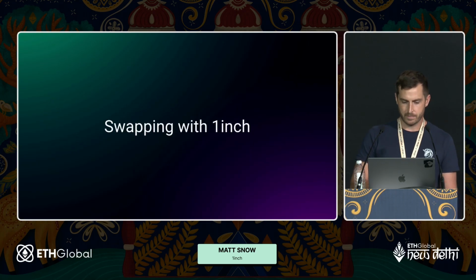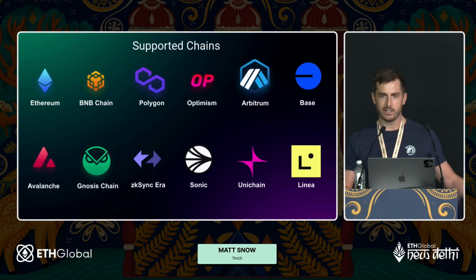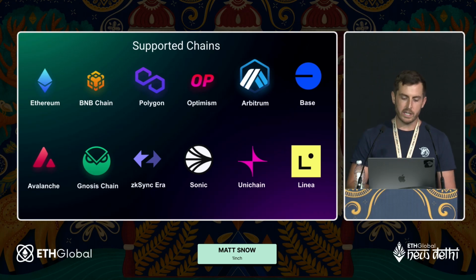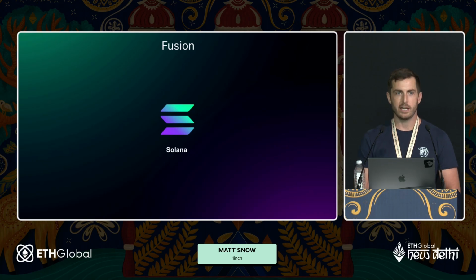So let's talk about swapping. Right now, our 3 swap protocols are available on these 12 chains. And you may notice that these chains are all EVM chains. We just launched on Solana with our Fusion and Fusion Plus, and this marks the beginning of our branch into the non-EVM world, which we'll discuss a little bit later.